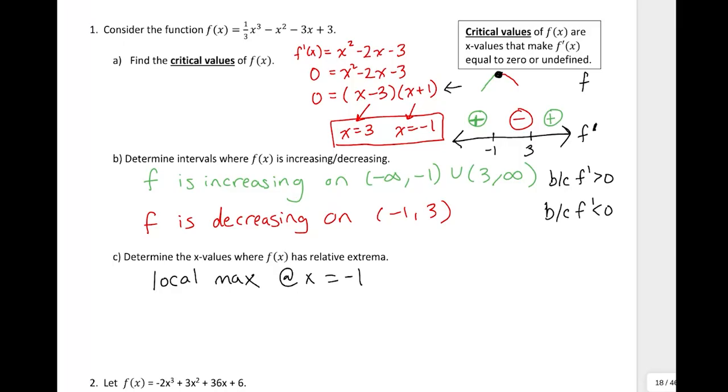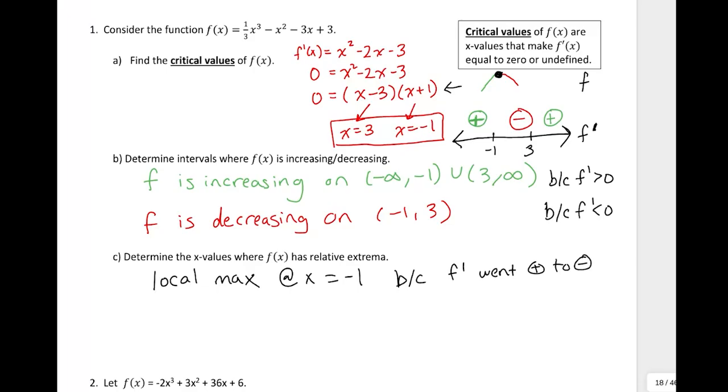And the reason why we know that to be true is because f prime went from being positive to negative. So it's really about that sign change.